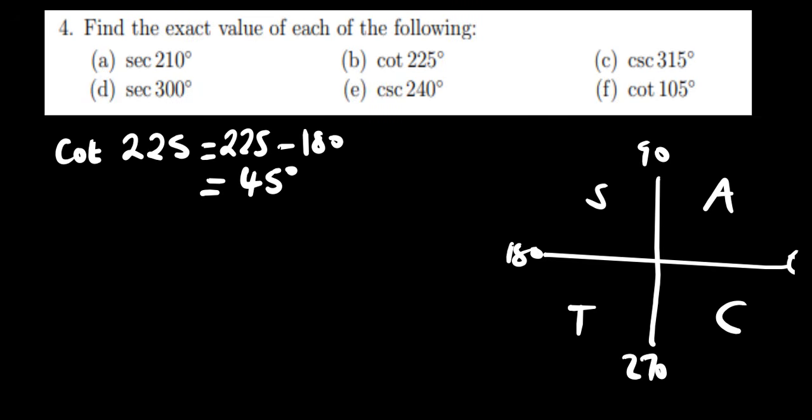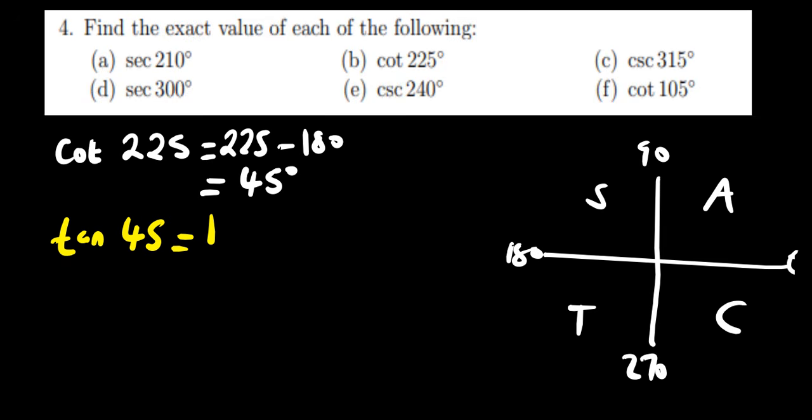Cot has a relationship with which trigonometric ratio? Cot has a relationship with tan. So tan 45, what is tan 45? You just know that tan 45 is just 1. Therefore our answer in this case is going to be 1.